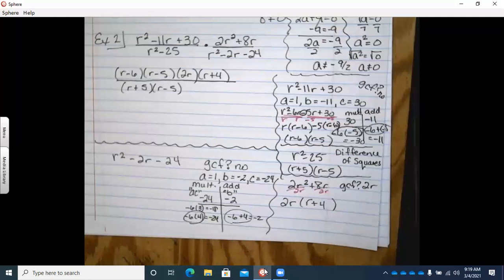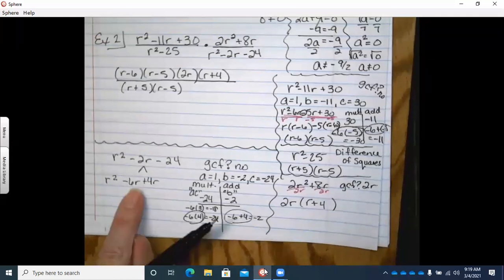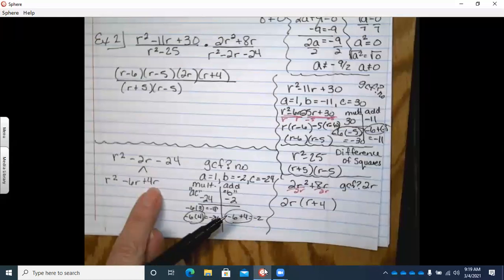So that's what I'm going to use to rewrite my middle term, but we have to put an R with each of them, right? So the R squared, we bring it down. Does it matter if I put the -6 first or the +4 first? No, I just usually write it how I see it. So -6R plus 4R. You have to put an R with it. -6 plus 4 is -2. It needs to be -2R. -6R plus 4R is -2R. Bring down your -24.